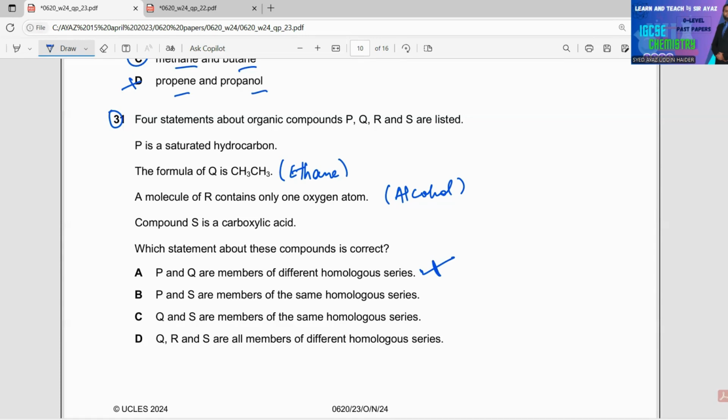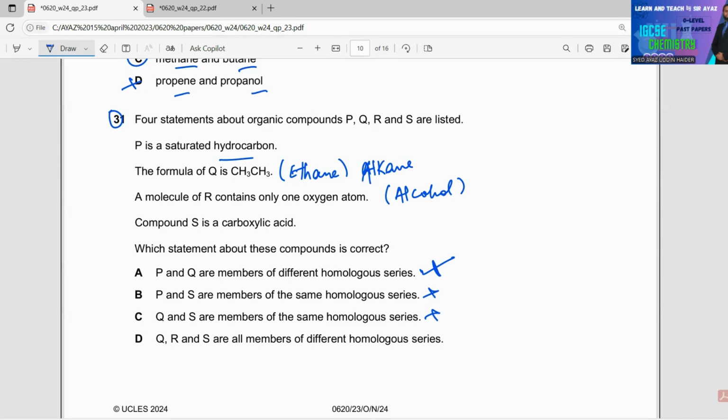P and S are members of the same homologous series. Now, if you look at the details, they do not belong to the same homologous series, because P is a saturated hydrocarbon and S is a carboxylic acid. So this is incorrect. What about C? Q and S are members of the same series. Again, this is incorrect. Q is an alkane, while S is a carboxylic acid.